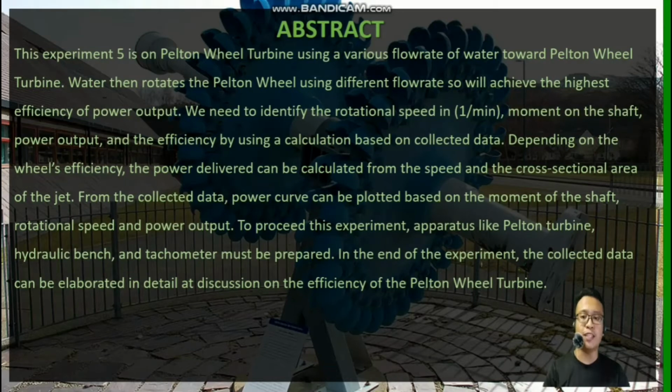Depending on the wheel efficiency, the power delivered can be calculated from the speed and the cross-sectional area of the jet. From the collected data, a power curve can be plotted based on the movement of the shaft, rotational speed, and power output. To proceed with the experiment, apparatus like the Pelton wheel turbine, hydraulic bench, and tachometer must be prepared. In the end of the experiment, the collected data can be elaborated in detail in a discussion on the efficiency of the Pelton wheel turbine.